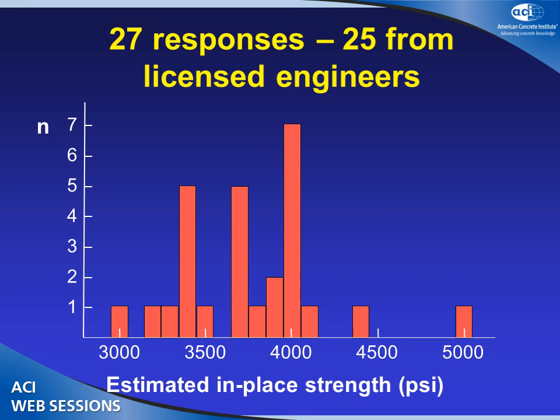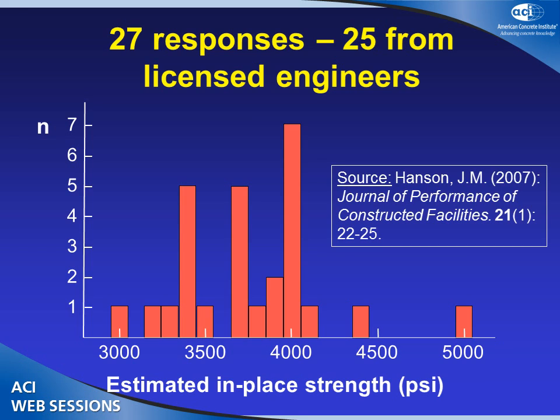The question was, what number do you use as the specified strength? He got 27 responses. 25 were from licensed engineers. You can see that the numbers varied between 3,000 and 5,000 psi. Okay, that's a lot. There was some tendency around 4,000. You can see there were some other people that kind of like 3,400 to 3,700. Okay. If you want to find it, there's the paper that Hansen wrote about it.